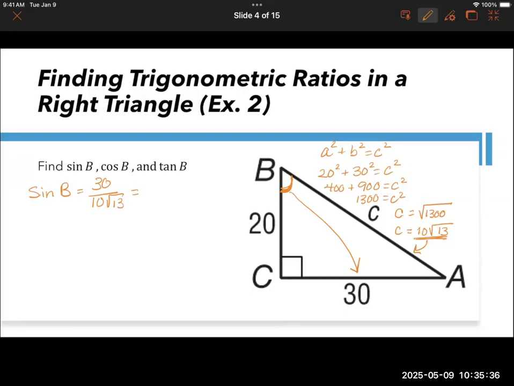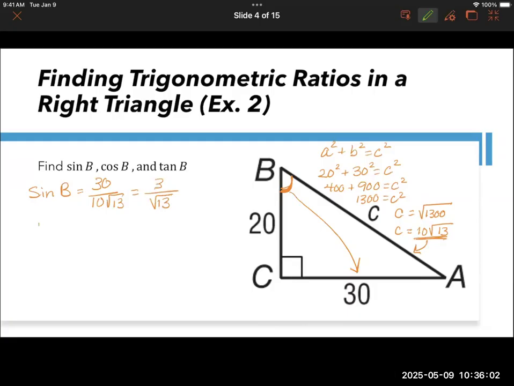Now, if you were a student in my class, I would expect that you simplify the 30 and the 10. I do not necessarily expect you to rationalize. Now, you need to check with your own teacher as to what their expectations are, but I would not necessarily ask you to rationalize this. So 3 over root 13 would be fine if you were my student.